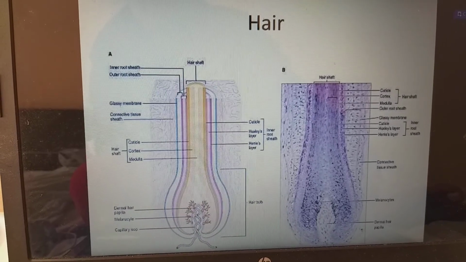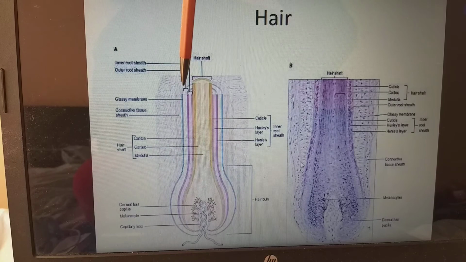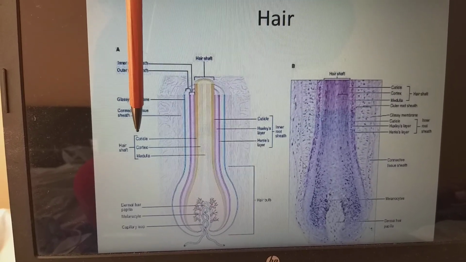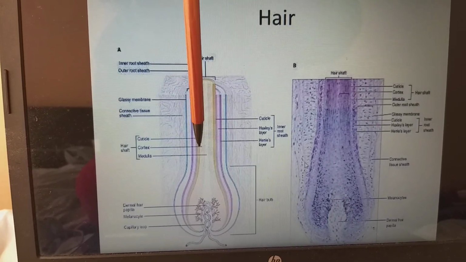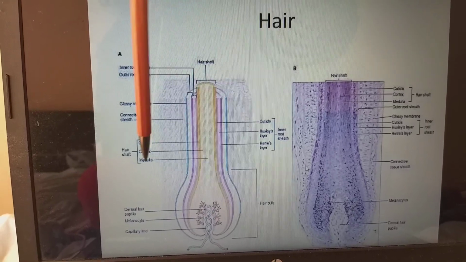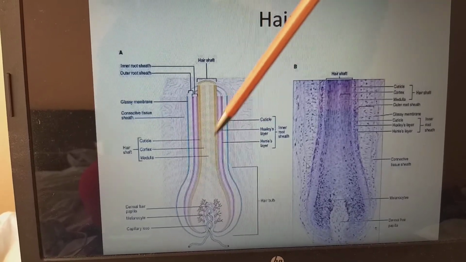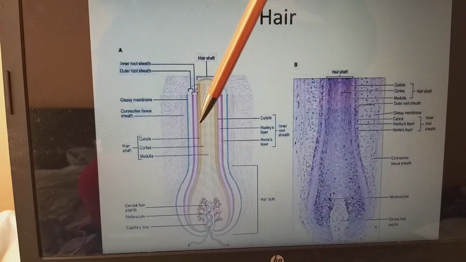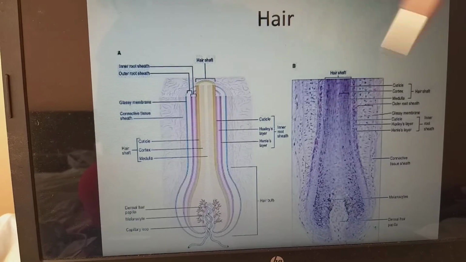So this is the picture of hair. We have the hair shaft, the inner root sheath and outer root sheath, and the glassy membrane, which is the very outer layer. We have the cuticle, cortex and medulla. The very outer is the cuticle, next to that is the cortex, and the very interior is the medulla layer. All this together we call the hair shaft. The hair shaft is the long extension of the hair, and this is the hair bulb. We have the melanocyte, which gives the hair color, and the capillary loop.